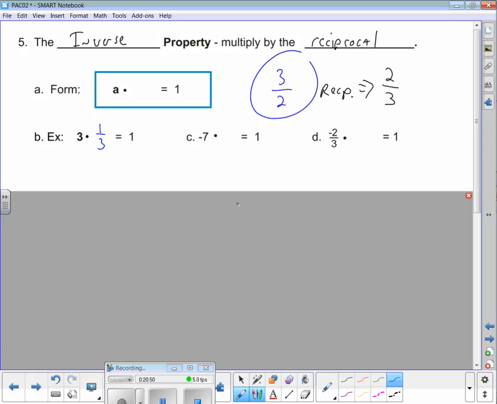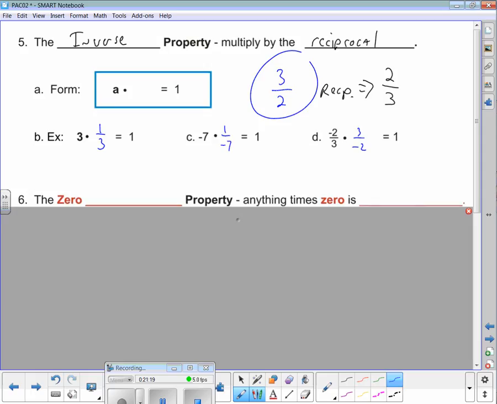What's the reciprocal of -7? It would be 1 over -7. Because it's a -7 over 1, you flip it. Put the 1 on the top, -7 on the bottom. -7 times 1 over -7 is 1. What's the reciprocal of -2/3? It would be positive 3 over -2, right? And if you multiply that out, you get 1. You get uno, not the game.